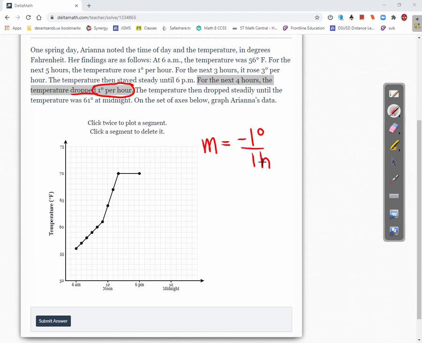So it's going down 1, right 1, but we have to do that for a total of 4 hours. So here we go. Down 1, right 1, that's 1 hour. Down 1, right 1, that's 2 hours. Down 1, right 1, that's 3 hours. And then down 1, right 1, that's 4 hours. So notice 4 segments. We have a total of 4 hours that's passed. All right, cool.